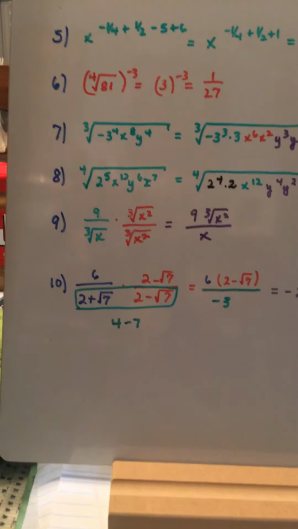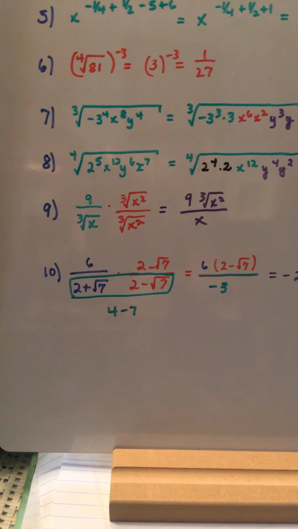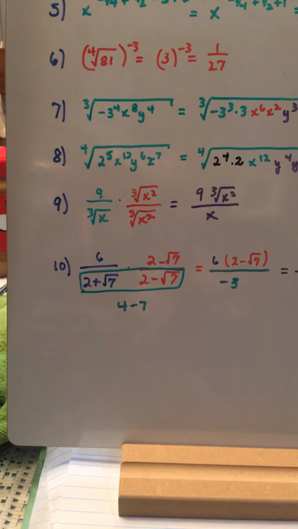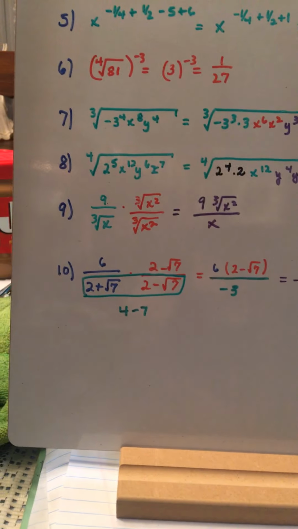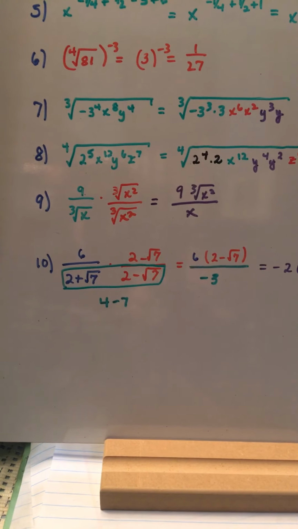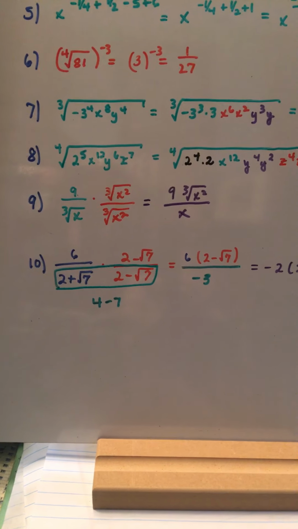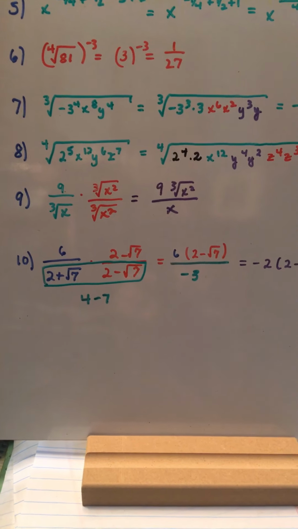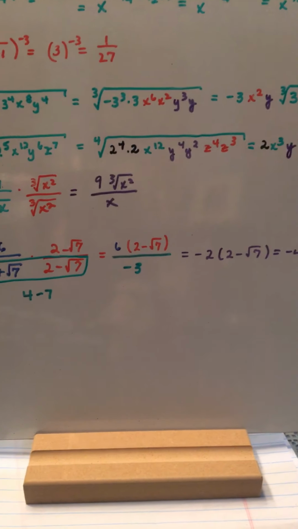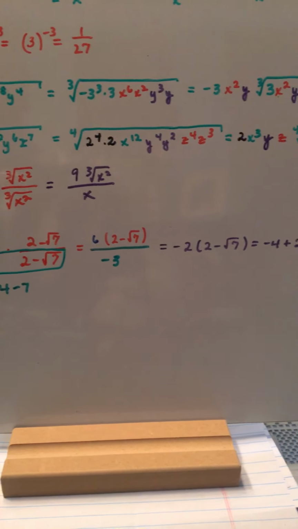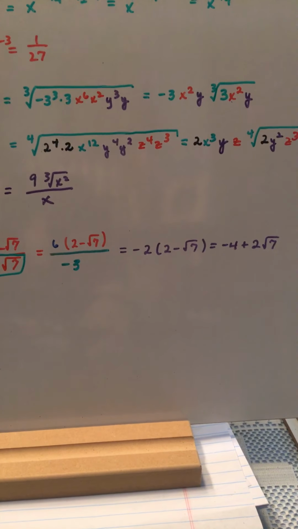Then my rationalizing, I see that it was a cube root, so I only had 1, so I needed 2 more. And then I rationalized the binomial. I ended up with 5 minus 7, which is a -3. Oh, but -3 went into 6. So I went ahead and reduced, and then I distributed.